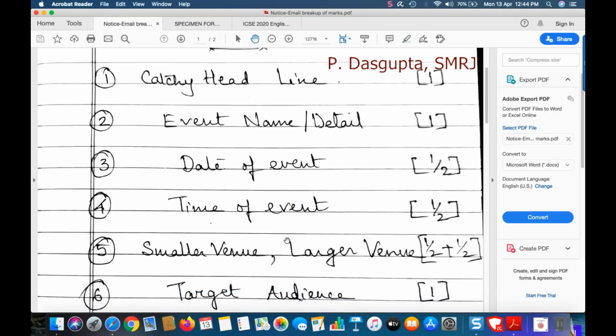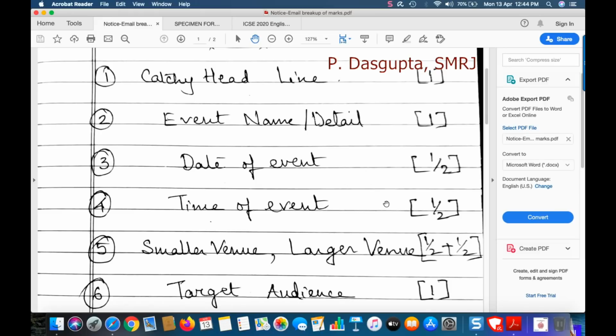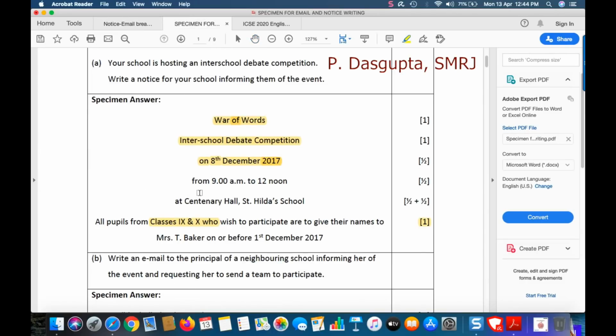Next is the time of event. How are you going to write the time of event? I've already told you. Do not write only, I repeat, do not write time of event 10 a.m. It will be a range. It will be like from 10 a.m. till 6 p.m. in the evening. Just the way it is written here, from 9 a.m. to 12 noon. If you write only from 9 a.m., that means you don't know when the program is going to end. Remember, this is a notice which is informing the students. So if the students don't know at what time the event is going to end, how are they going to plan to go back home?